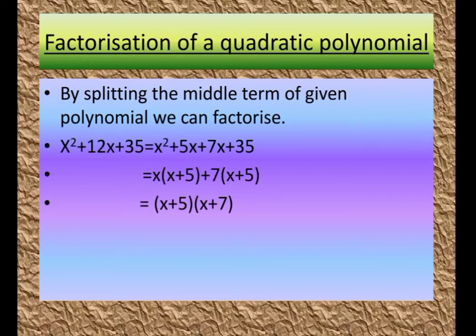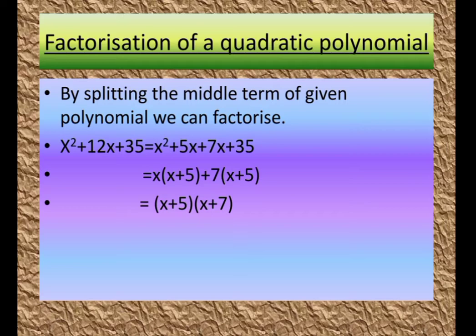For that, first we should remember this. We multiply the coefficient of x square and the constant, and write the product, that is 35. Write down the possible factors of 35 and see which combination of factors adds up to the coefficient of x. Here 5 and 7 will give the answer. 5 into 7 equal to 35. 5 plus 7 is 12. That is the coefficient of x.